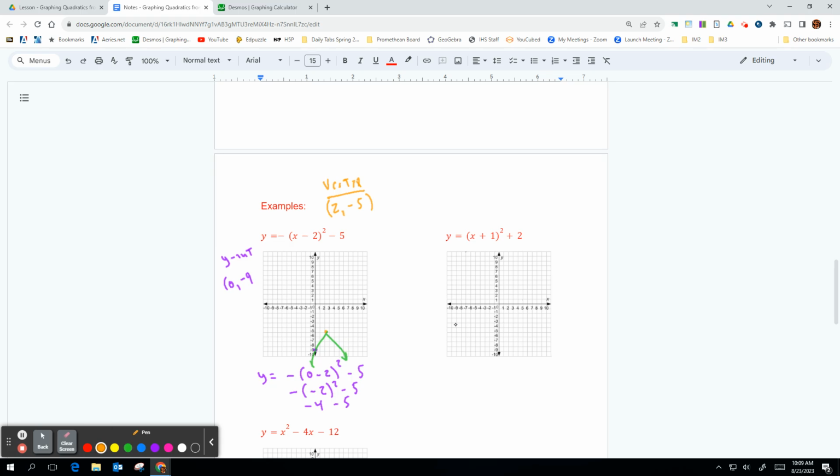I know what the vertex is. Actually, this one's a little trickier. I'll show you why it's trickier. But I do know what the vertex is. The vertex of the second one is not 1. It would be -1 because if you look at the formula, it's the formula for vertex form.